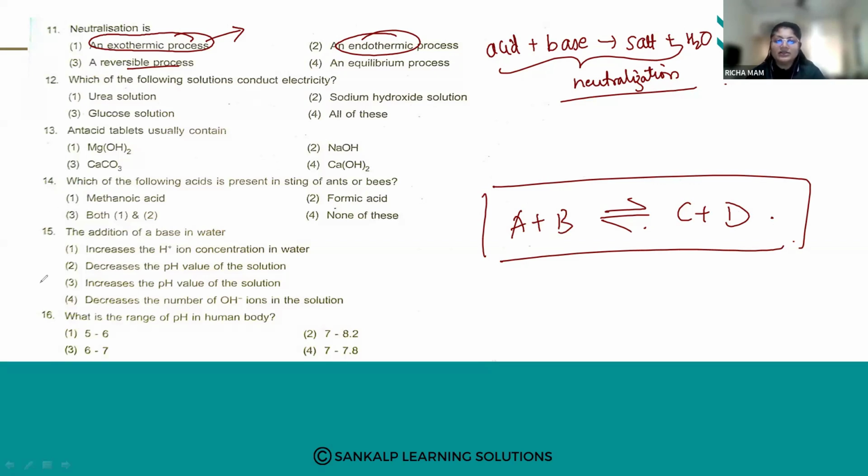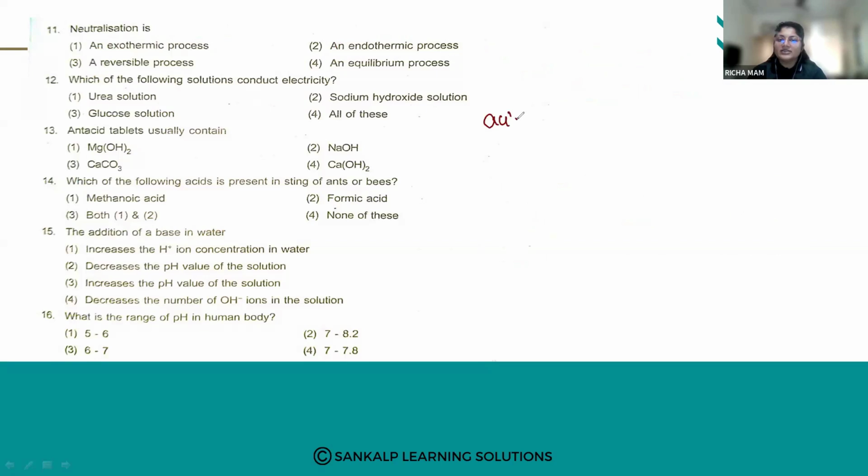So when you see a neutralization reaction, that is when acid reacts with base to give salt and water, it is an exothermic reaction. Why is it exothermic? Because at that time heat is released. When a neutralization reaction occurs, heat is released.